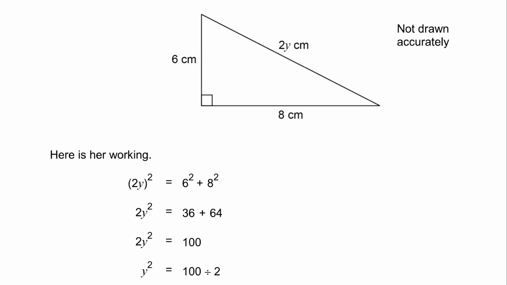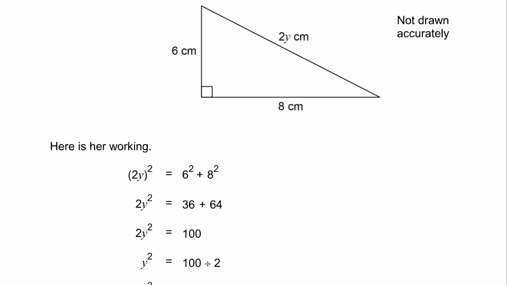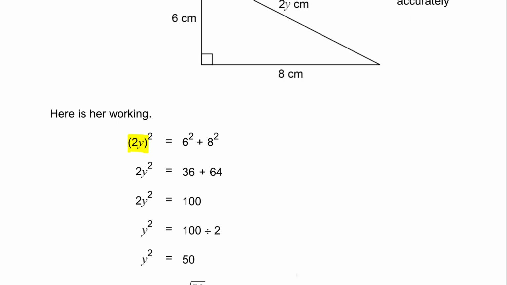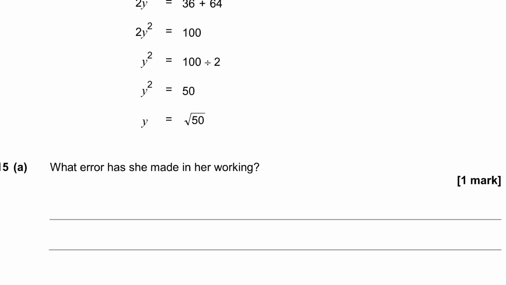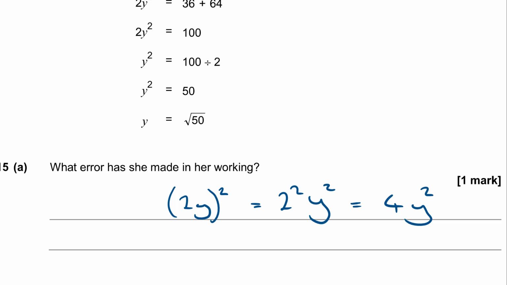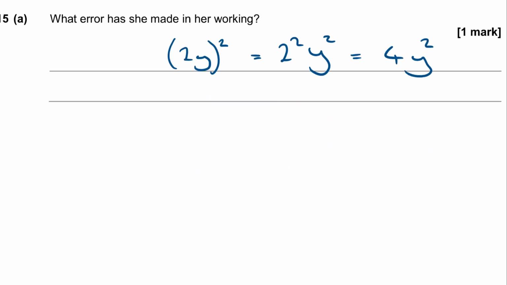Well, I spotted the error straight away. I'm sure you did too. If I've got 2y and I square it, that's going to be 2 squared y squared, or 4y squared, not 2y squared as she's got there. So what error did she make in her working? That 2y squared is 2 squared y squared, which is 4y squared, not 2y squared.